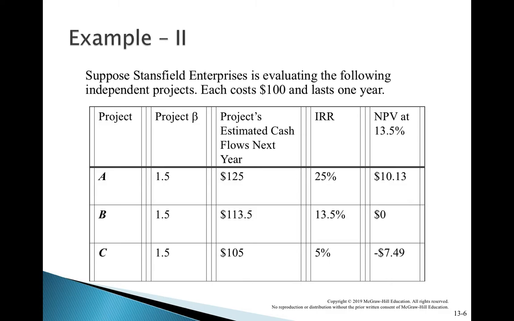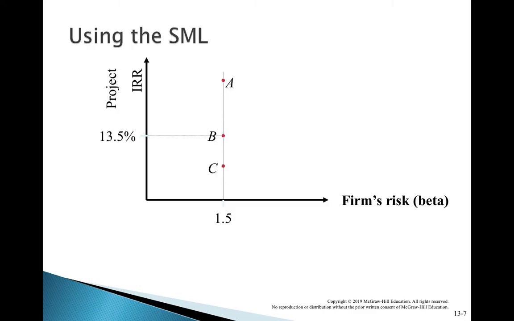And NPV is the zero IRR. So for 13.5 IRR, the NPV will be zero definitely, because if the cost of capital and the IRR remain the same, NPV becomes zero. So project B is zero. Project C is 5%. We require 13.5, therefore it creates a negative NPV of 7.49. Taking these three projects, it is obvious we will consider project A, because project A is giving a positive NPV. This is the way we use the cost of equity.